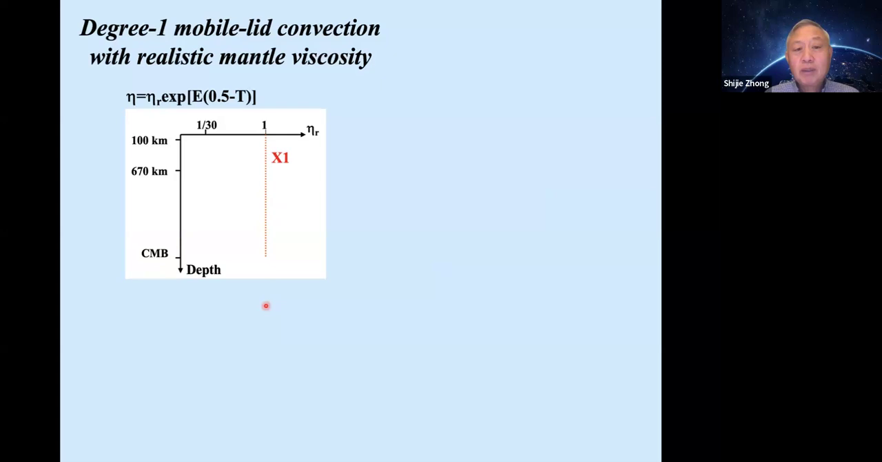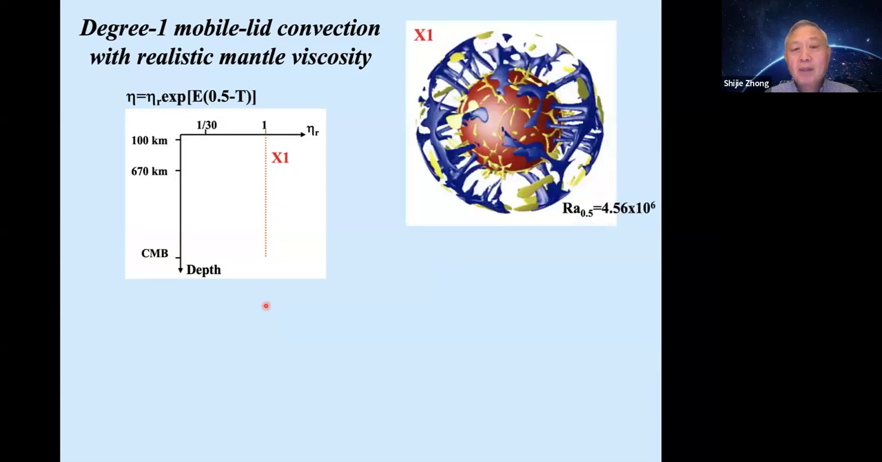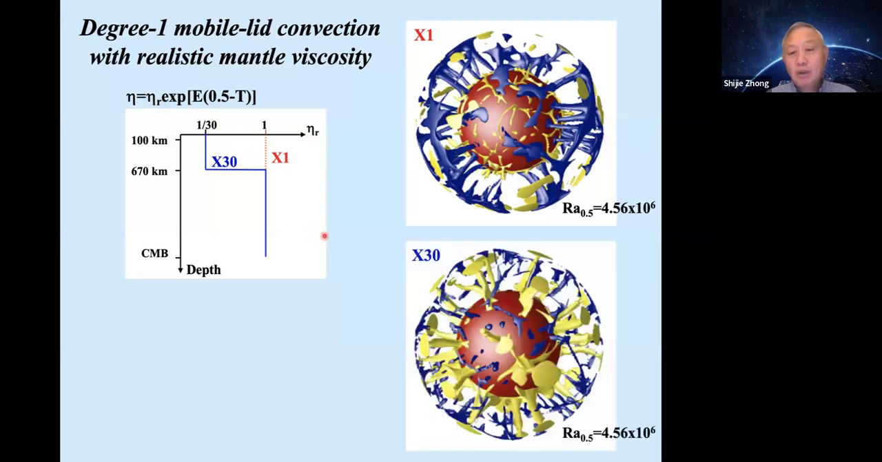We use a temperature-dependent viscosity. This is a prefactor, eta R, in the temperature-dependent viscosity. If eta R is 1 throughout the mantle, then you get a relatively short wavelength convection, like what I'm showing here. Now, if you make the entire upper mantle, including the surface layer, weaker by a factor of 30 for this prefactor, you still get very short wavelengths.